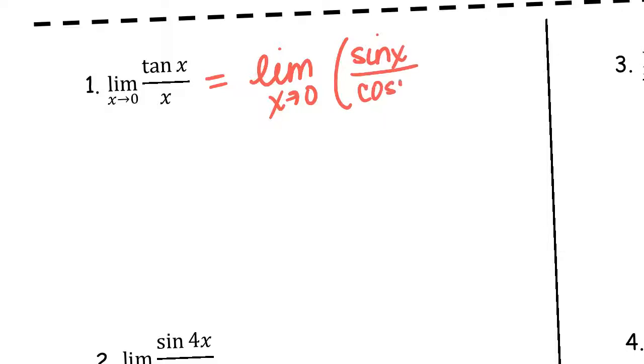All right, here's my first example. The limit as x approaches 0 of tangent of x all over x. So if I was going to substitute in, tangent of 0 is 0, and then x is 0, so I have 0 over 0, which is an indeterminate form. So that doesn't really tell me anything. So what I'm going to do is split up my tangent. Tangent is sine of x over cosine of x, and I'm going to multiply that by 1 over x.